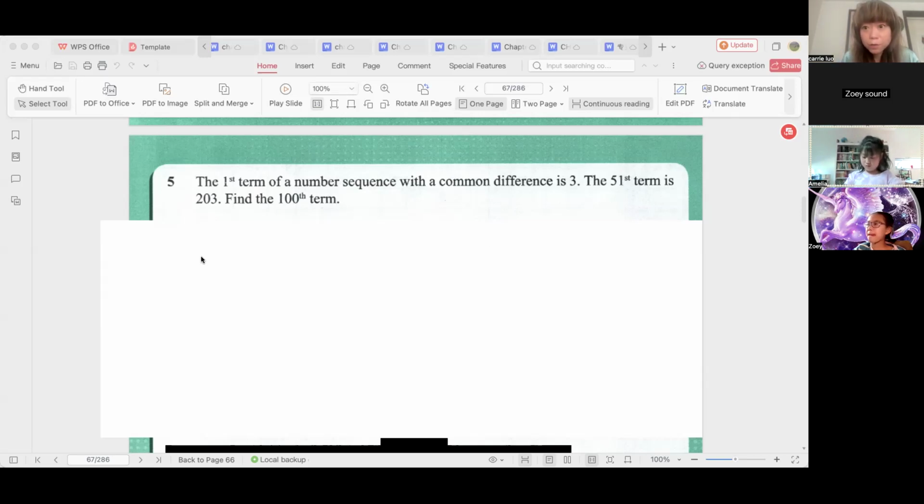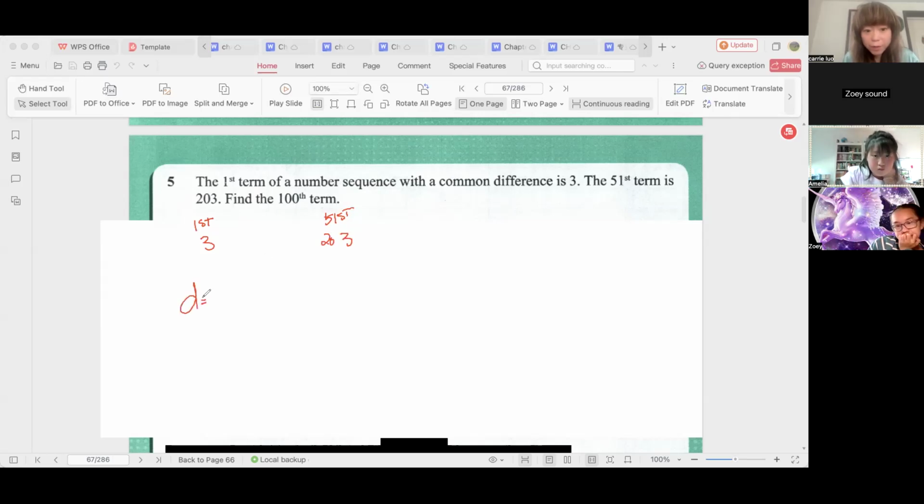Okay, so the first term of a number sequence with a common difference is 3. So we can just write down like that, okay? The 51st term is 203. So how do we do it?